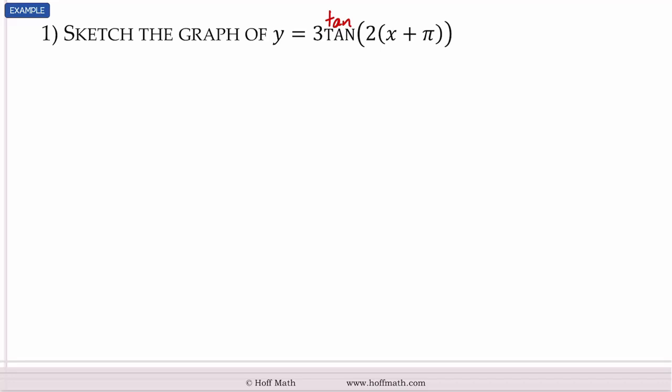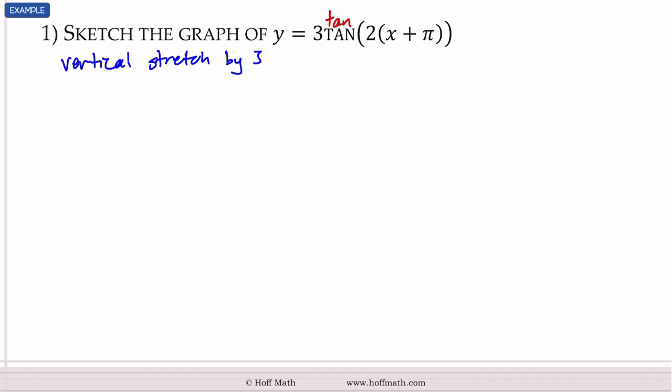We're going to start by doing a little bit of analysis here. So I know that this is going to be a vertical stretch by 3, or by a factor of 3. Now, I would not say amplitude here. I have a real issue when students and some teachers say that the amplitude is 3, because the tangent curve does not have an amplitude. It does not have a maximum. Similar with the cotangent and, of course, the secant and the cosecant.